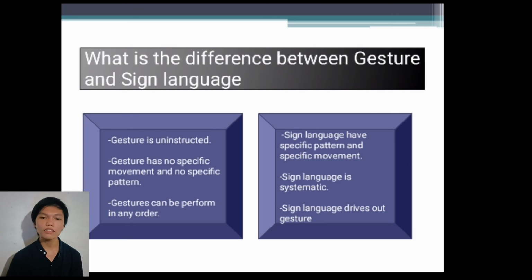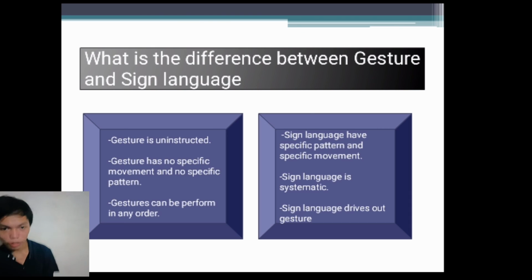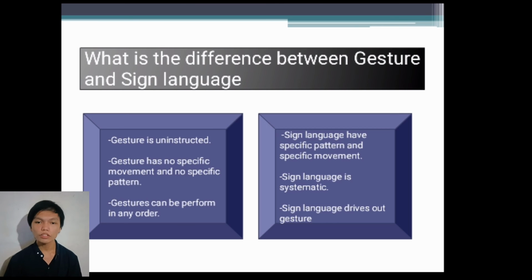First, gesture is uninstructed, while sign language has specific patterns and specific movements. We may be using gestures unconsciously, but sign language follows certain articulation and requires specific knowledge to execute it. Gestures has no specific movements and no specific patterns, while sign language is systematic. You can use gestures any way you like, but not sign language because it follows the American Sign Language or ASL. And lastly, gestures can be performed in any order, while sign language drives out gestures.